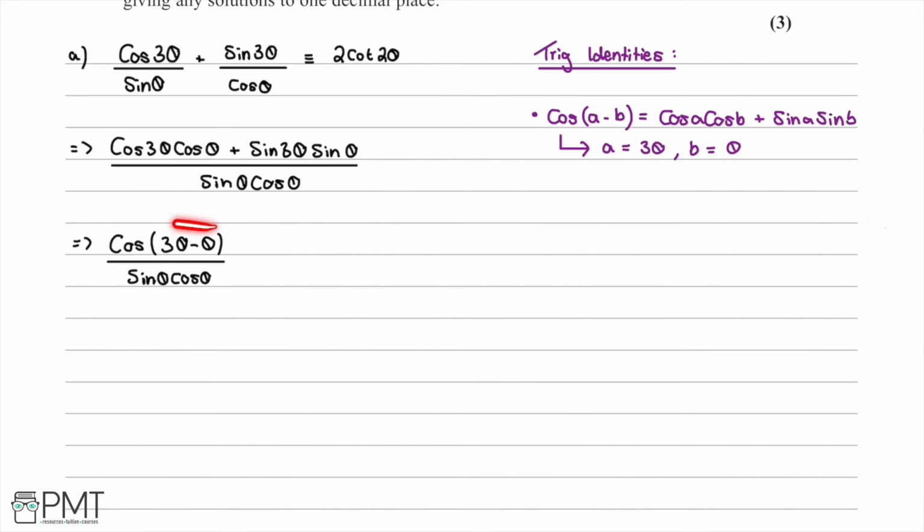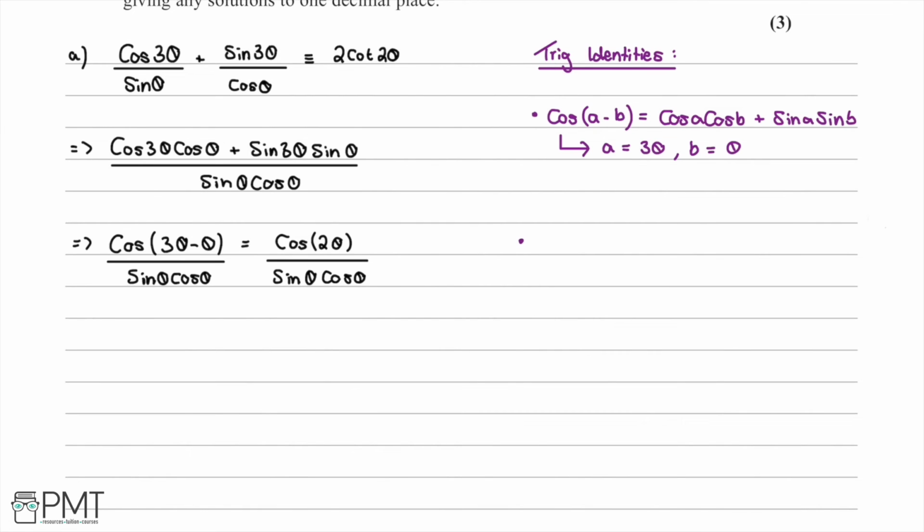And then we can tidy up this here in the numerator, and that will be equal to cos of 3 theta minus theta, which is cos of 2 theta. And again, the denominator stays the same, and that's going to be sine theta multiplied by cos theta. So our next step is to have a look at this denominator and see if there's anything we can do or anything we know which will help us here.